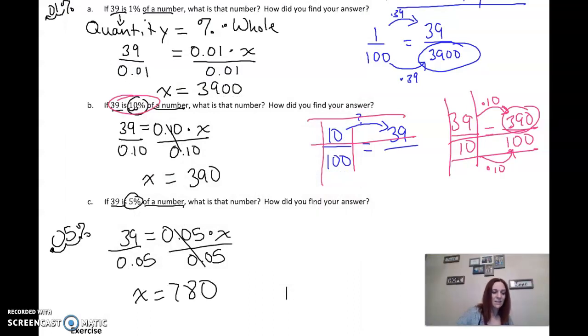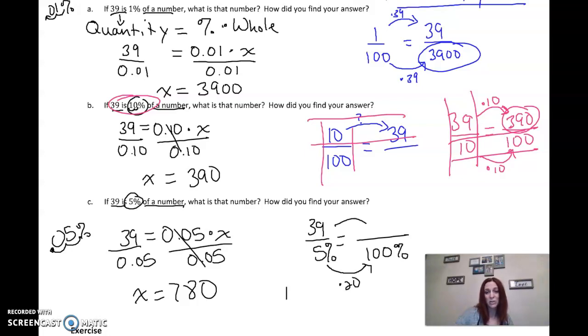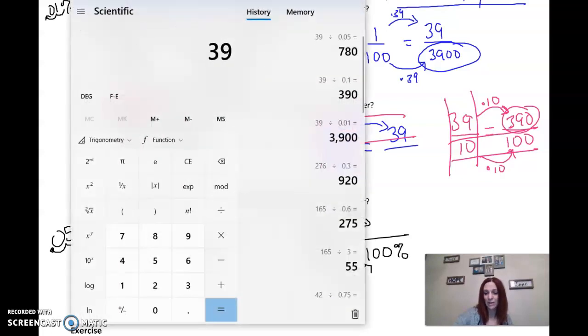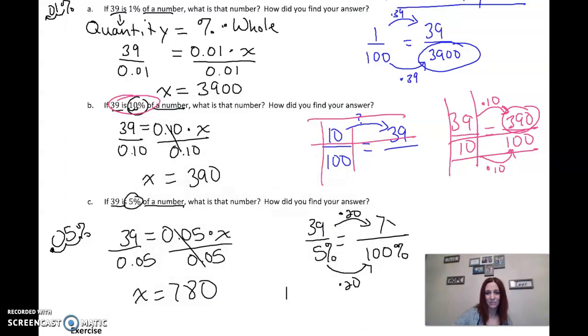I'll tell you with this one too. If I say that 39 goes with 5%, because remember these are the percents here, and 5% goes to 100%. What do we do to 5 to get 100%? Well, we multiply it by 20. So what am I going to multiply 39 by? 20. And watch what happens when I go 39 times 20. Oh, look, it's 780. So again, just a different method for thinking through our percents and our proportions.